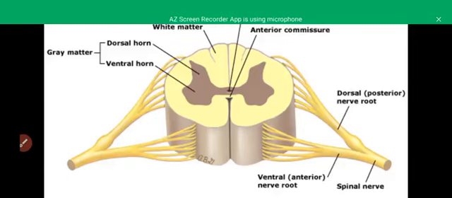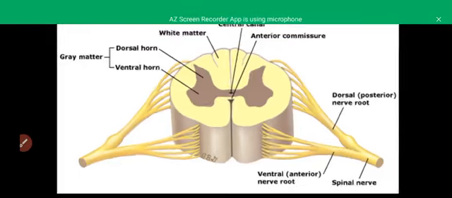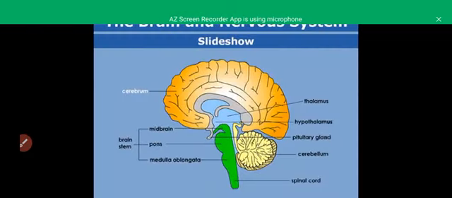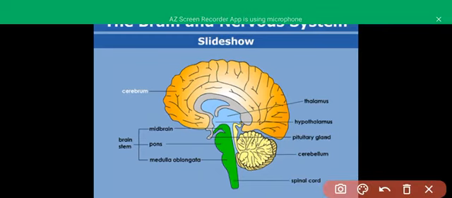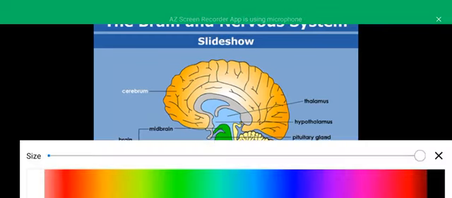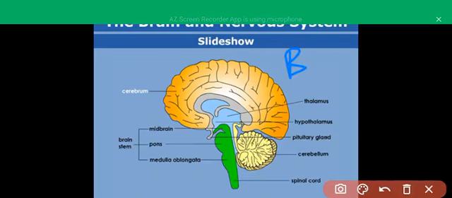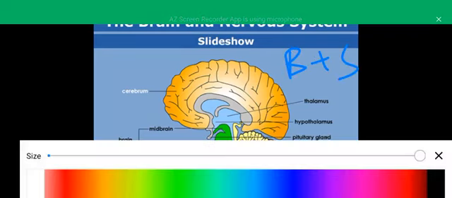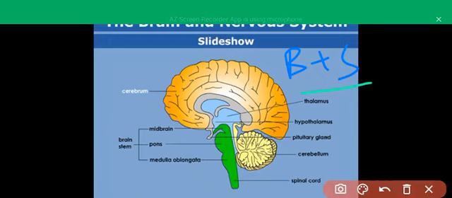Welcome. In this tutorial, we are going to discuss the brain and spinal cord. Here is our brain. The brain and spinal cord both make our central nervous system. Like here are our brain and spinal cord. Both make our central nervous system.